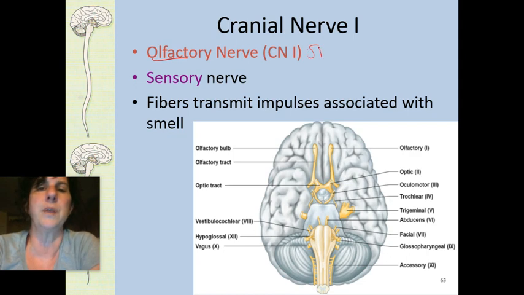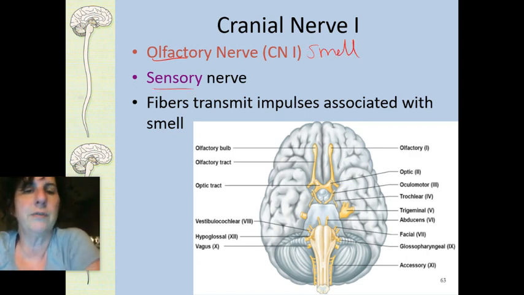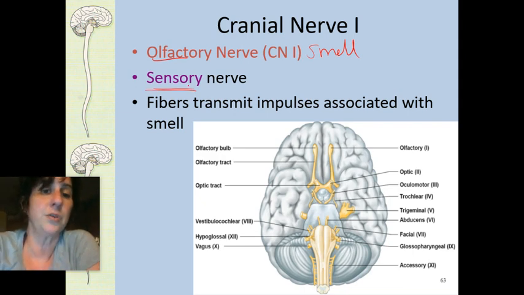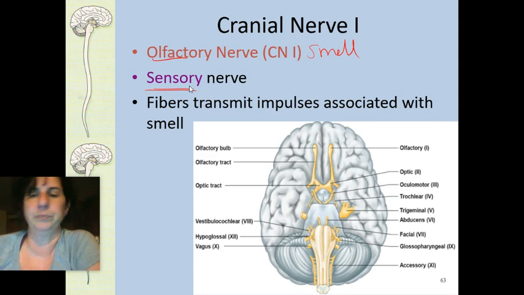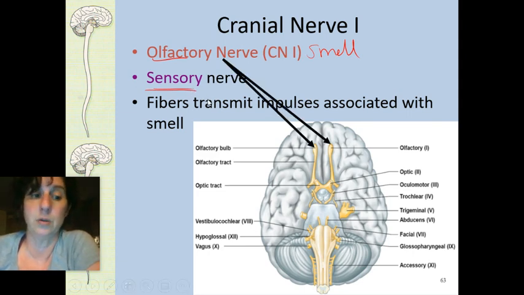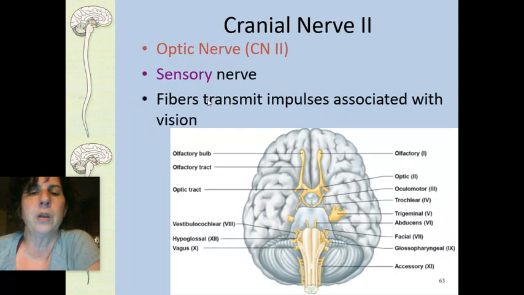Olfactory is for smell. Okay, this is a sensory nerve. Remember that some say marry money? Here's your sum. Okay, so first one, olfactory, this is for smell. There it is right there. You need to know them for the lab practical. You're going to need to know which ones are which, okay? So that's something to start getting to know.